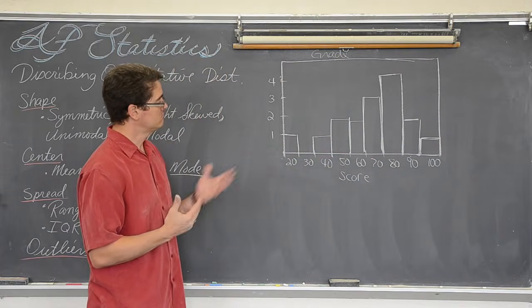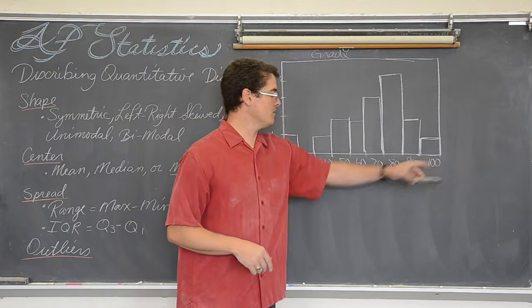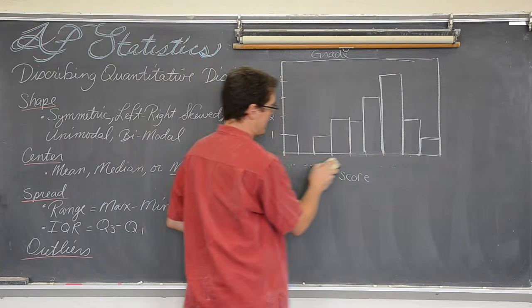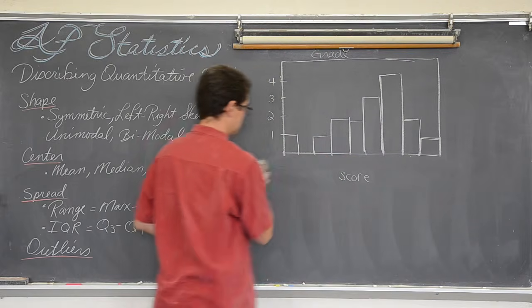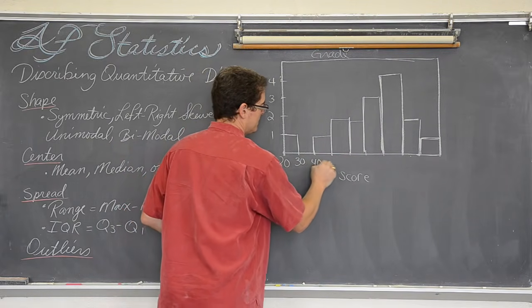So, histogram. I have my values in the middle here. Again, if you haven't watched the other video, you can also have this displayed as 20 to 30 to 40 to 50.